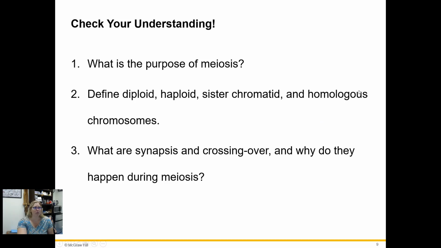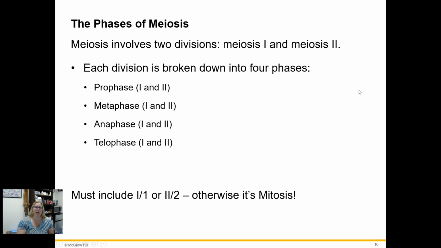All right, so meiosis has two divisions, right? Meiosis 1 and meiosis 2. Everything unique happens in meiosis 1. Meiosis 2 is most similar to mitosis, but you still need to include the 1 or 2. I don't care if they're Roman numerals or Arabic numerals, doesn't matter to me, okay? However you want to write it.